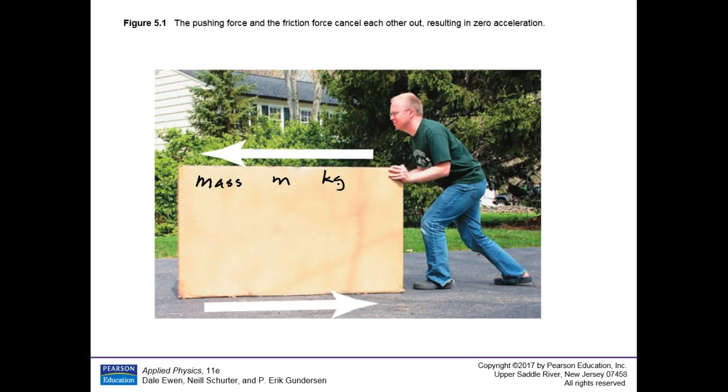That's how much of an object there is. What's the mass of that thing? Is that a cardboard box? Maybe so. That's its mass, how much of it there is. And by the way, mass is a scalar quantity. It's just a number. There's no direction associated with mass.